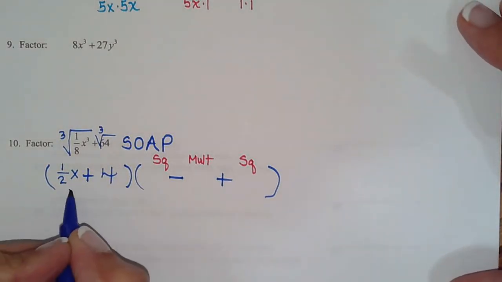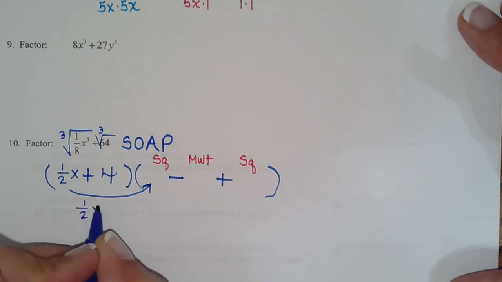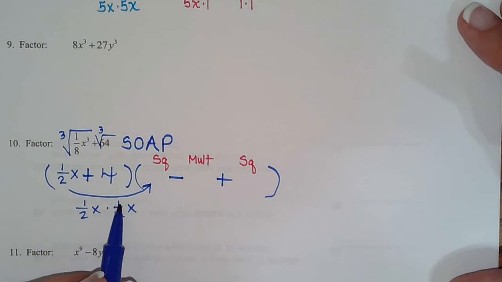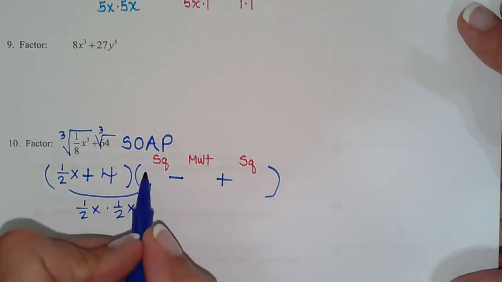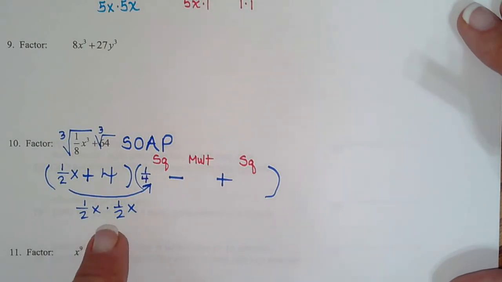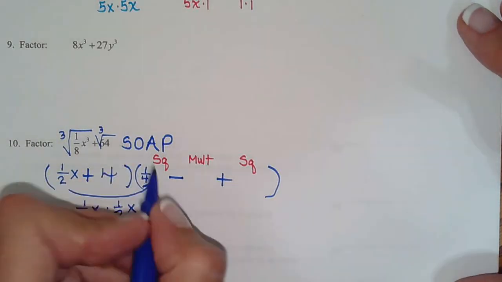So square means take the first term and multiply it by itself. So 1 half times 1 half. 1 times 1 is 1. 2 times 2 is 4. So that'd be 1 fourth. 1 half times 1 half is 1 times 1, 1. 2 times 2, 4. Then x to the second.